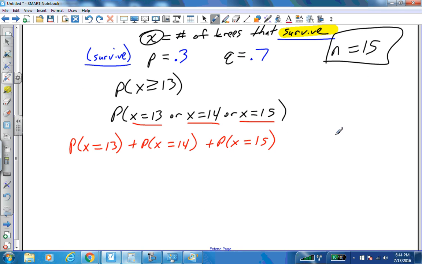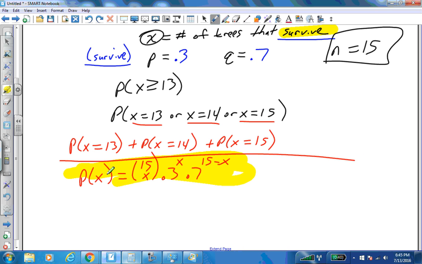So if we had to do this calculation by hand, that would take a little while because we would have to take our probability function. For this situation, N is 15, P is 0.3, Q is 0.7. So we have to take our binomial probability function, calculate it for 13, then calculate it for 14, then for 15, and add those together. Now, fortunately, for certain p-values and certain n-values, there's a table in the book that gives those calculations.